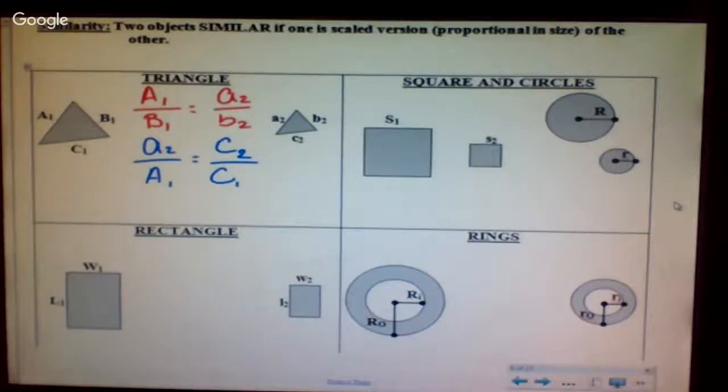So, for instance, if I come down here to the rectangle, if I put the width and the length from the figure on the left, what's got to go on top in the second one? The width. Just be very cautious of where you set everything.